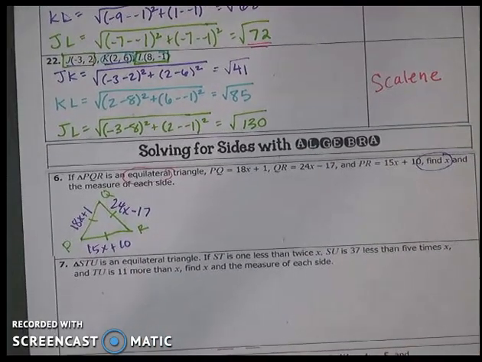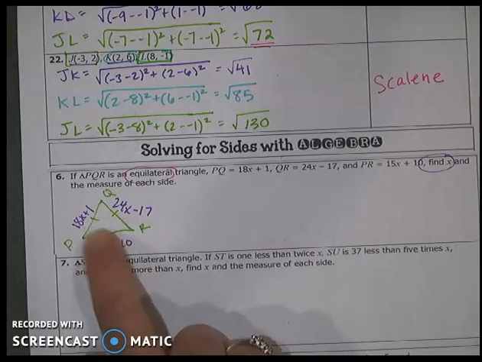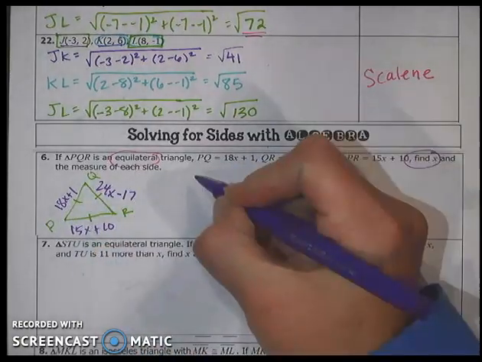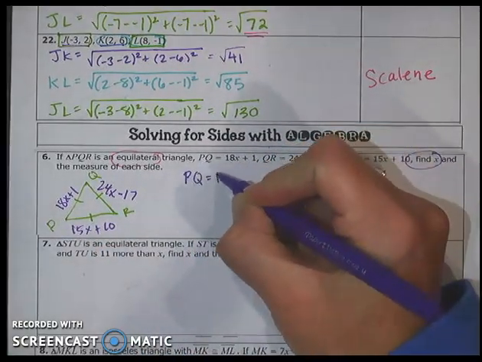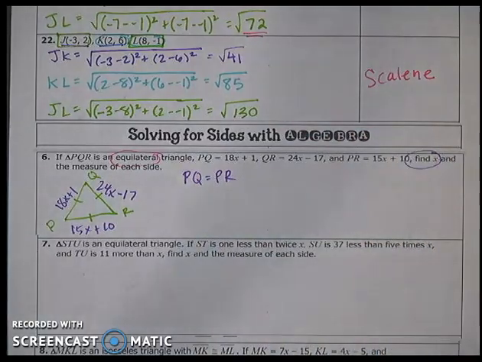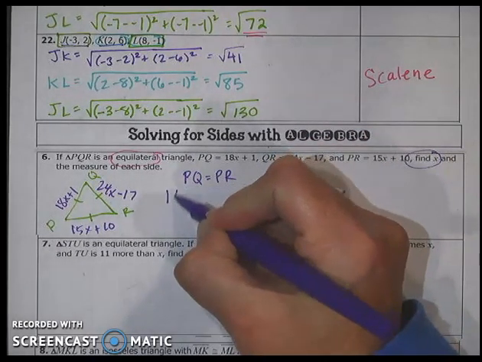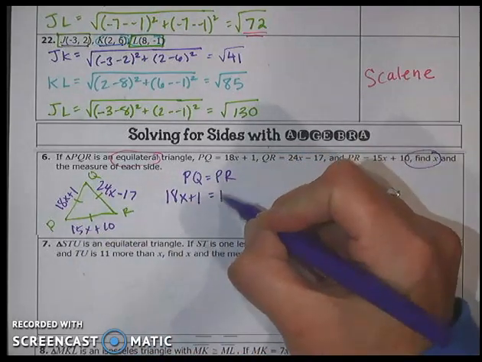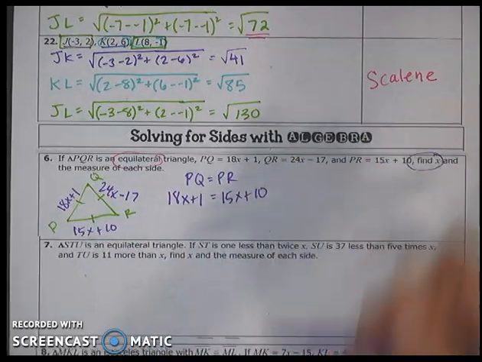So the thing is that this problem gives you more information than you actually need, because I just have to solve for x. Since I know all three of these sides are the same, I just need to pick two of those sides, set them equal to each other, and solve. So the two that I'm going to pick are PQ and PR. I know that PQ equals PR, and like I said, you could pick any of them. That means that 18x plus 1 is equal to PR, which is 15x plus 10.